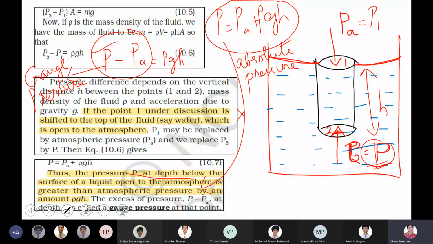So at any given depth in a liquid exposed to the atmosphere, P is equal to PA plus rho GH. Gauge pressure is when atmospheric pressure is 0, right? No. Gauge pressure is when the top surface is exposed to the atmosphere; the excess of pressure at a given depth is called the gauge pressure.